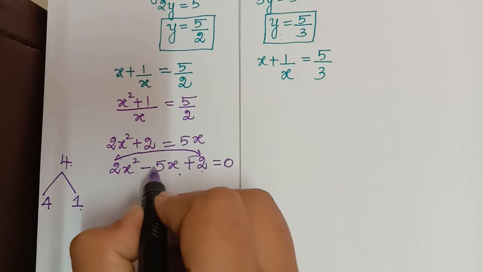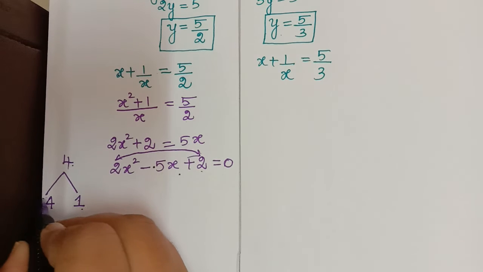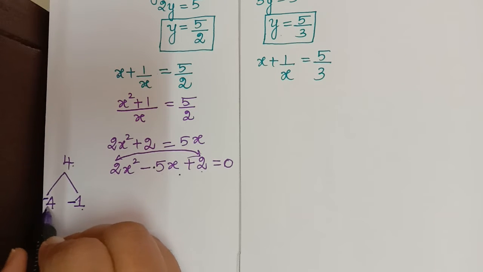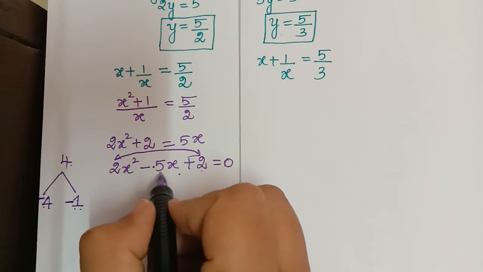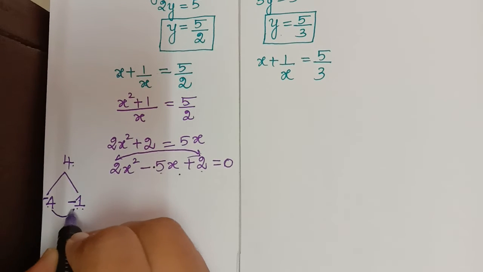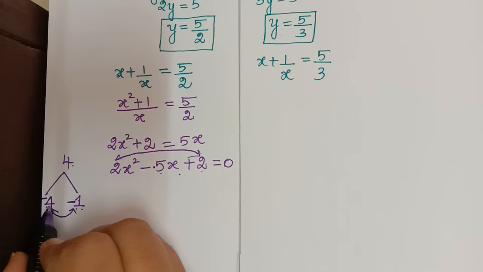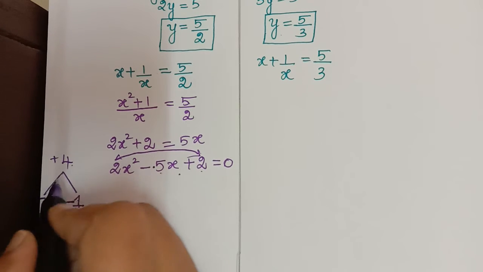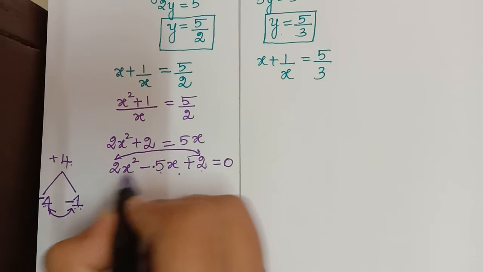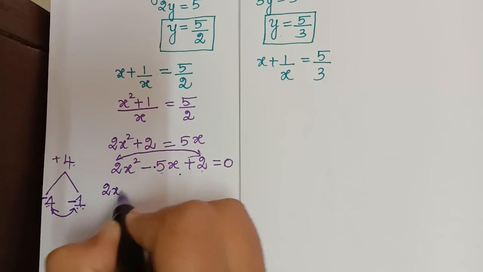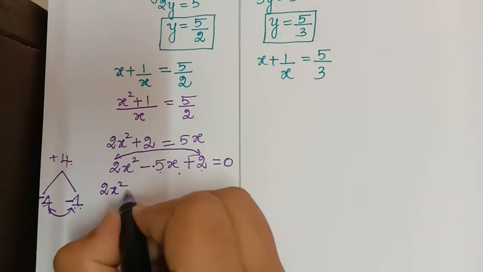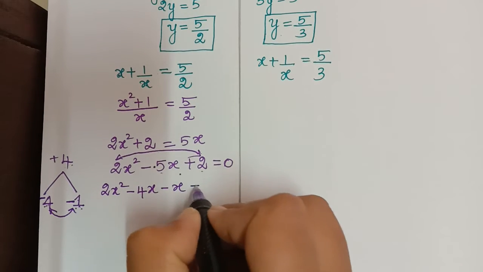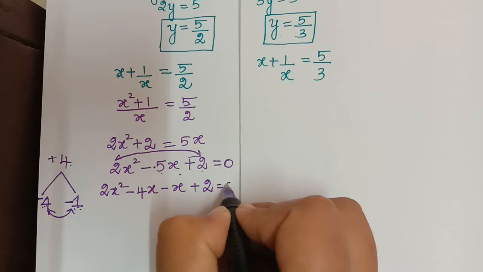But we have a negative sign here. So what should we have? We should have negative 4 and negative 1, so that negative 4 and negative 1 give us negative 5. And when you multiply these two also, negative 4 multiplied with negative 1 is positive 4. So we have got this number. So this can be written as 2x squared, first this value, negative 4x, and then negative x plus 2 is equal to 0.